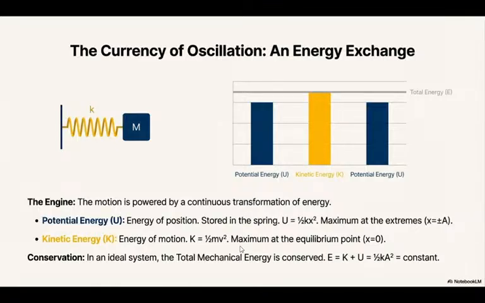Conservation: in an ideal system, the total mechanical energy is conserved, that is, kinetic energy plus potential energy equals a constant, or K + U = ½kA², which is constant, you can say. This is the potential energy, this is the kinetic energy, this is potential energy U, and if we add all these energies, we get the total energy.